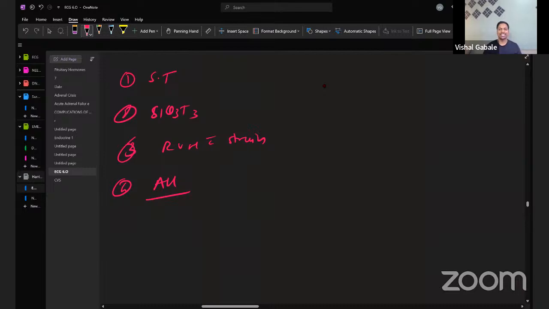So, somebody is asking in the chat box how to differentiate between LBBB versus RBBB. So, guys, first of all, LBBB, RBBB, I will just cover you. I don't know why you guys are so worried about this. Okay, it's very easy to understand this.